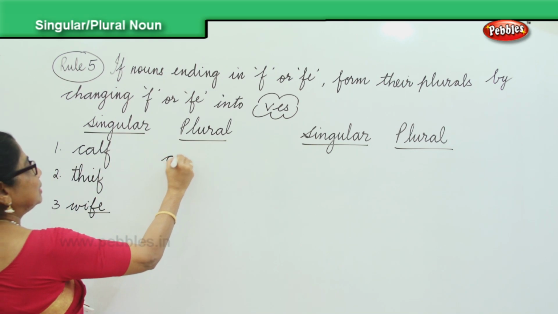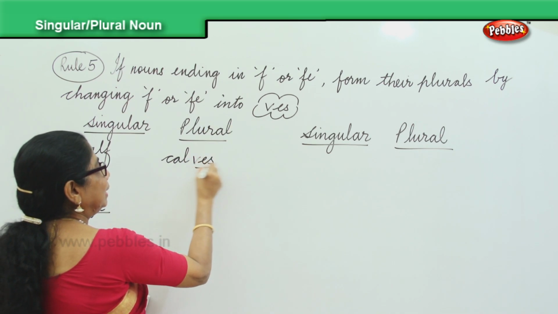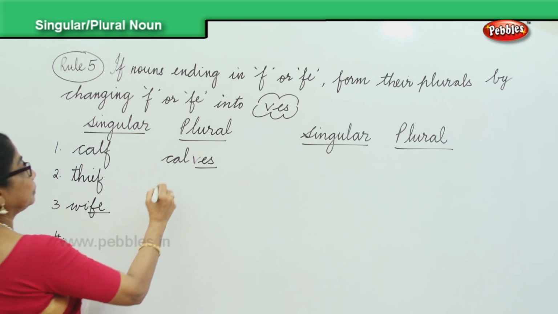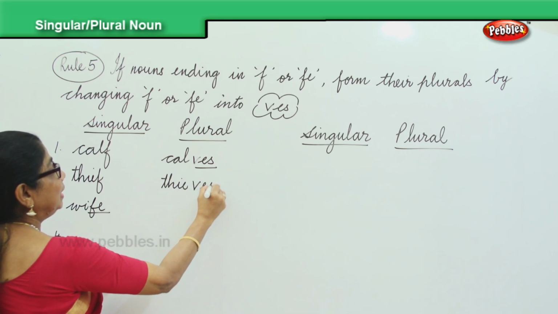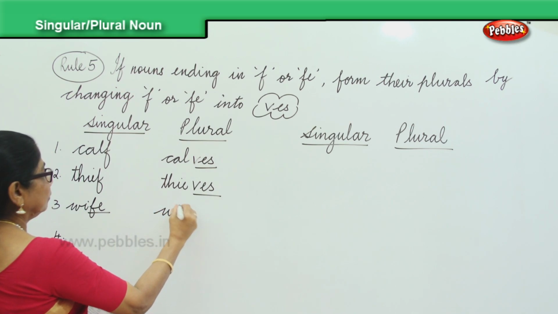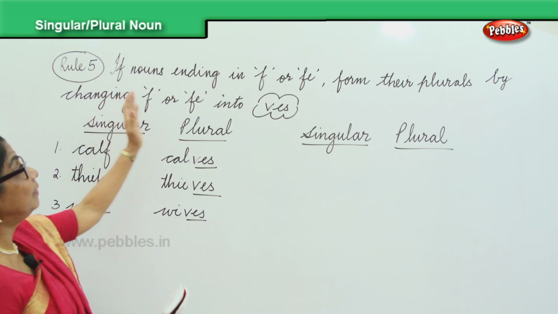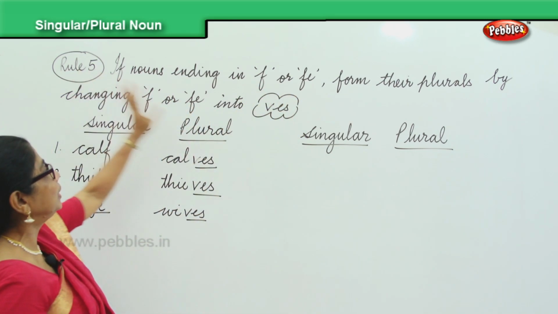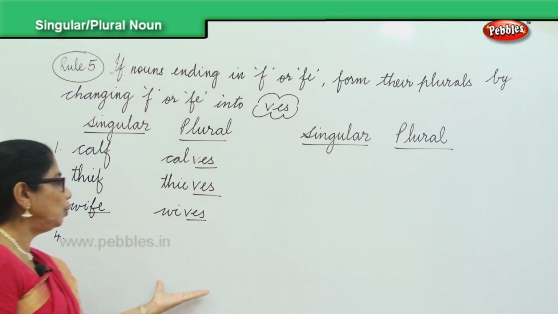Calf. C-A-L, simply add VES and it becomes more than one, calves. Thief. We add VES. Thieves. Wife. Wives. Your rule number 5 is, if the nouns end in F or FE, what we'll do is change those F and FE and put VES to form the plural number.